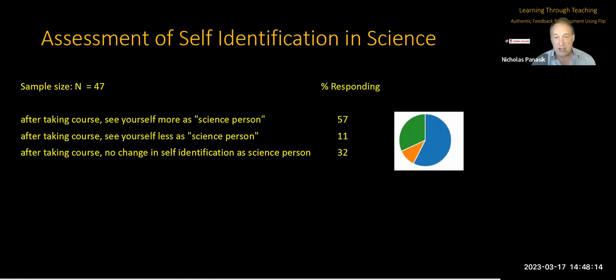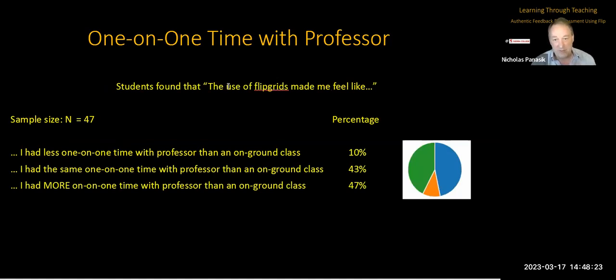I also wanted to look at their feelings about their interaction with the professor, specifically about one-on-one time with their professor. And so I gave them this question, and they had different options they could choose. The use of FlipGrids made me feel like I had less one-on-one time with the professor than, and I'm having them compare this to an on-ground class, because at the time this one was being done online. About 43% felt like they had the same one-on-one time with the professor as in an on-ground class. And about 50% said they had more one-on-one time with the professor than in an on-ground class. Now this is online.